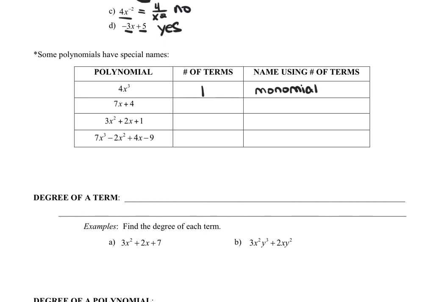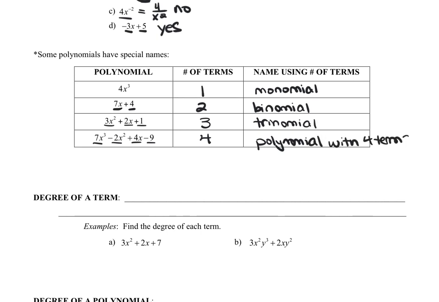So yes, it is a polynomial, but it has a more specific name that we can use when there's only one term. The second one, separated by that plus there, gives us 2 terms, and its more special name is a binomial. Again, it is a polynomial, but we can use a more clarifying word when there's 2 terms. The next one has 3 terms. That could be classified as a trinomial. And then the last one here, notice again, separation by pluses or minuses, has 4 terms, and so we would just call that a polynomial with 4 terms.